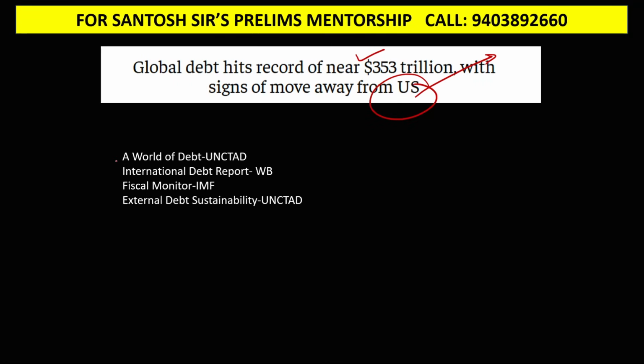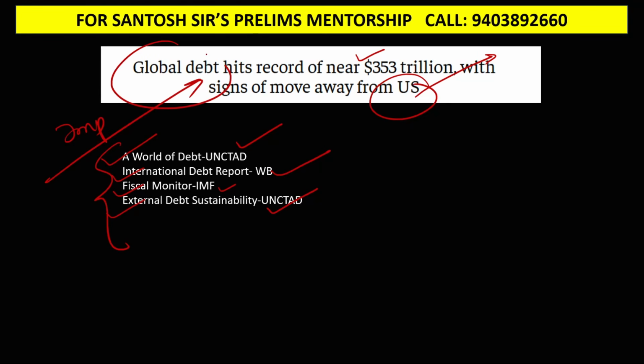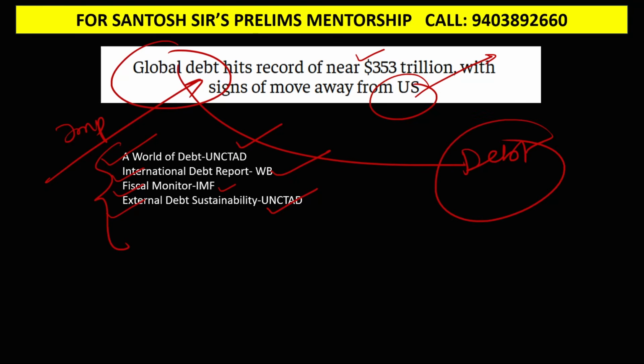So you can see these reports: A World of Debt by UNCTAD, External Debt Sustainability by UNCTAD, then International Debt Report by World Bank, and Fiscal Monitor by IMF. These reports are also very important because they are related to global debt. Guys, in economy, you can get question on debt. If you see last few years, UPSC is focusing on debt.